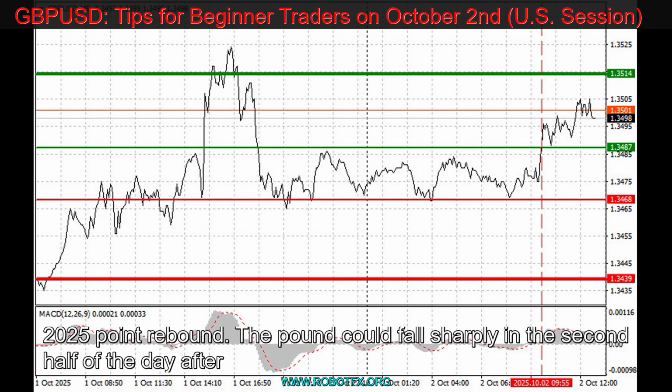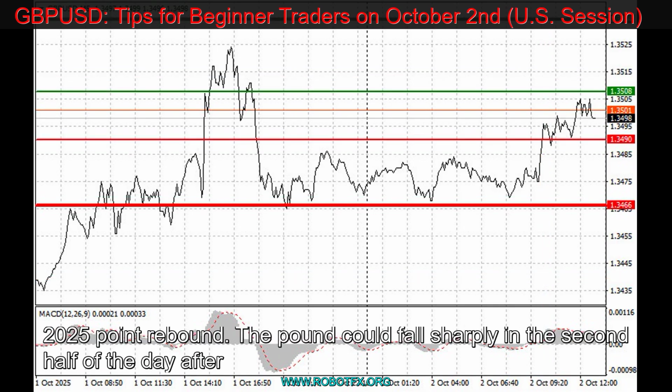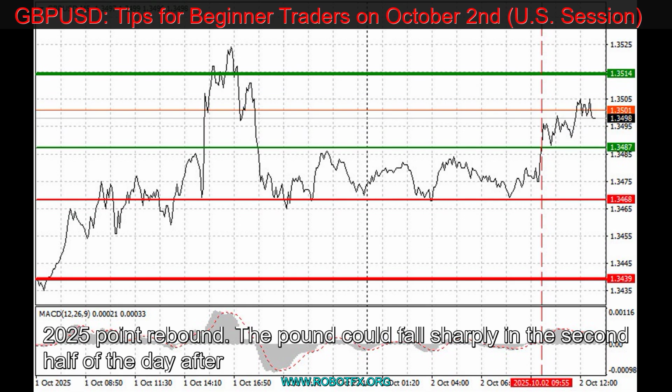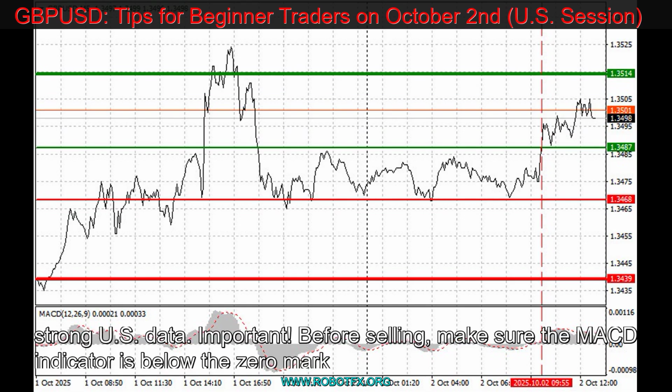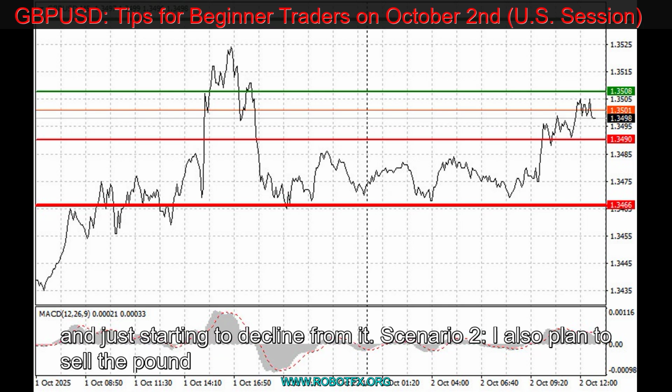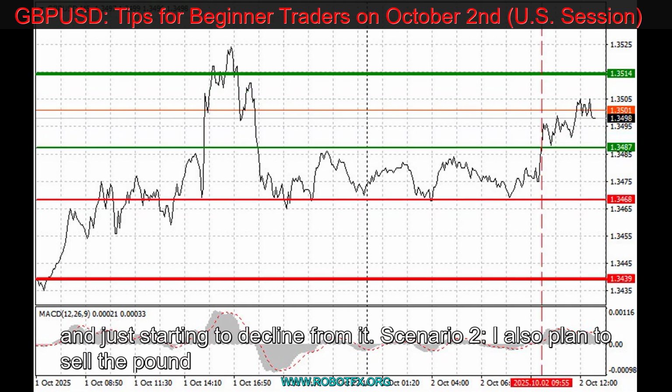Scenario 2: I also plan to sell the pound today in the case of 2 consecutive tests of the 1.3508 price level when the MACD indicator is in the overbought area. This will limit the pair's upward potential and trigger a reversal downward. A decline can then be expected toward 1.3490 and 1.3466.